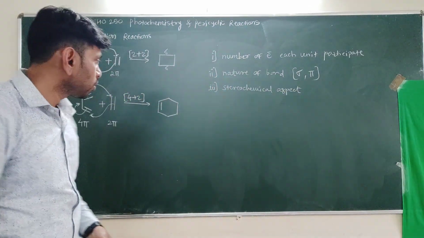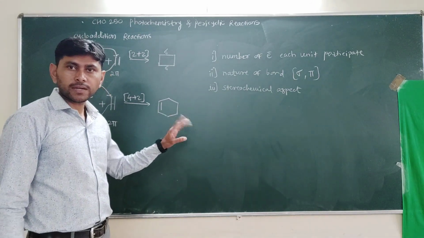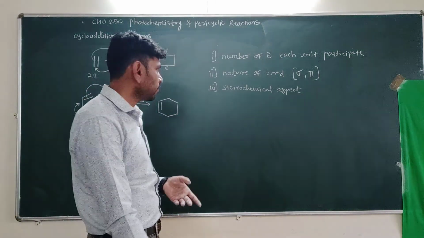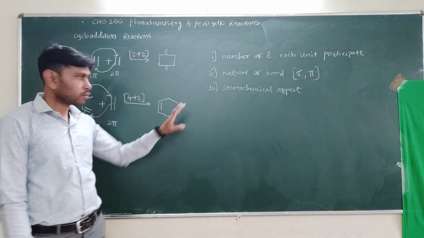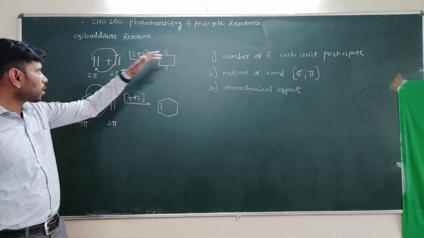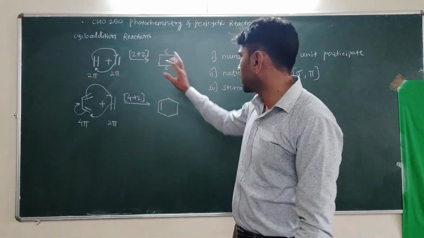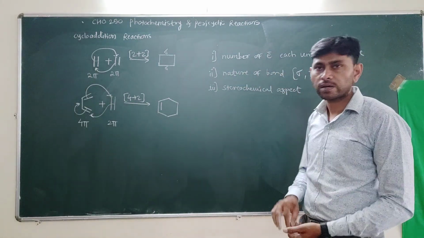The stereochemical aspect is important because in it we know whether the reaction is allowed by thermal activation or photochemical activation. So now we know which bonds are involved and how many electrons are involved, and from that we can name the reaction. But after naming the reaction, the third aspect we have to study here is the stereochemical aspect.